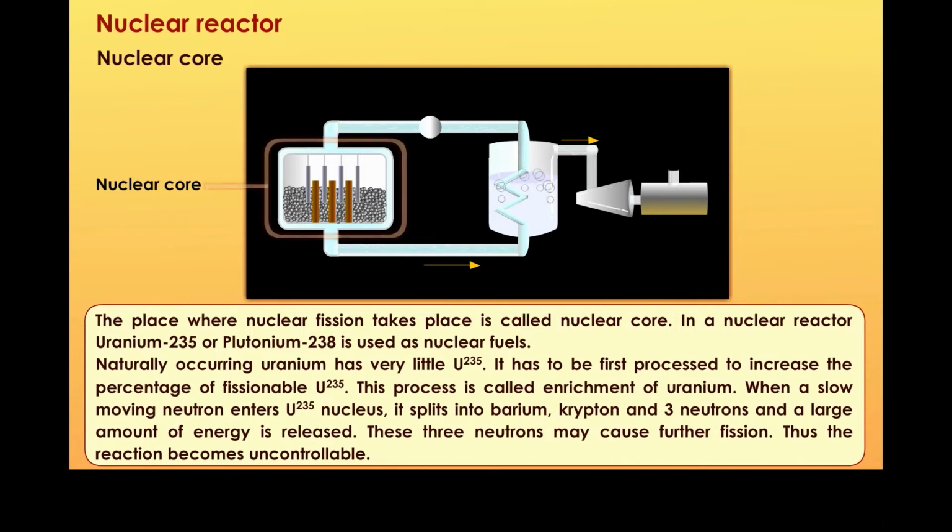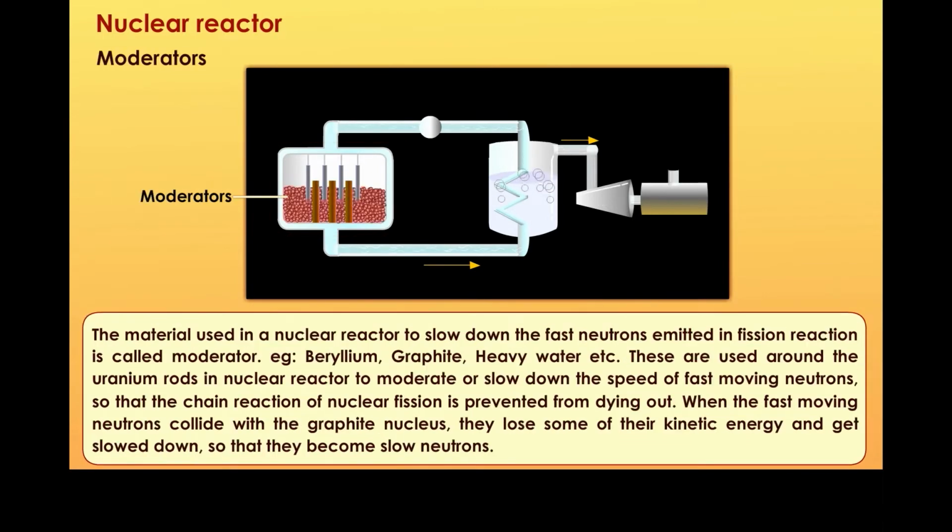When a slow-moving neutron enters a uranium nucleus, it splits into barium, krypton and 3 neutrons, and a large amount of energy is released. These 3 neutrons may cause further fission. Thus, the reaction becomes uncontrollable.